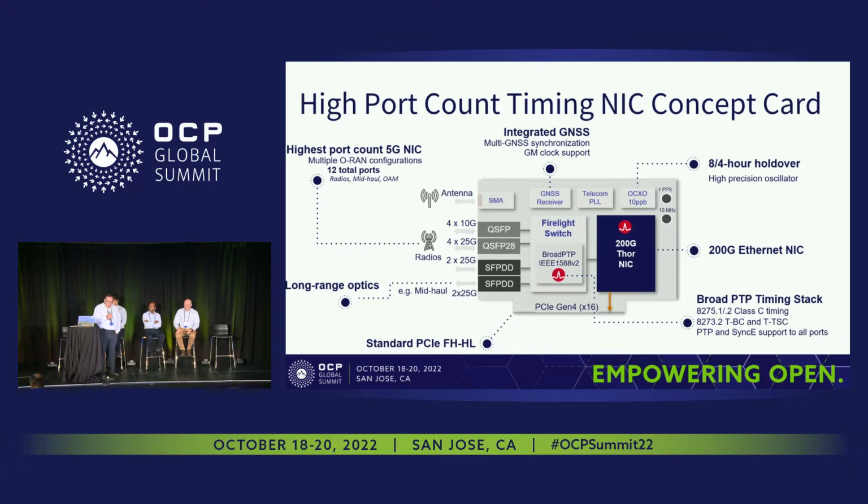Alternatively, you can put more functionality if you have the horsepower on the host CPU and have it implement the protocol stack for the boundary clock or protocol stack for the telecom GM. So all of these functionalities can be available either with the BroadPTP stack that Bhaskar mentioned, or standard Linux PTP like PTP4L that can run on either one of these nodes.